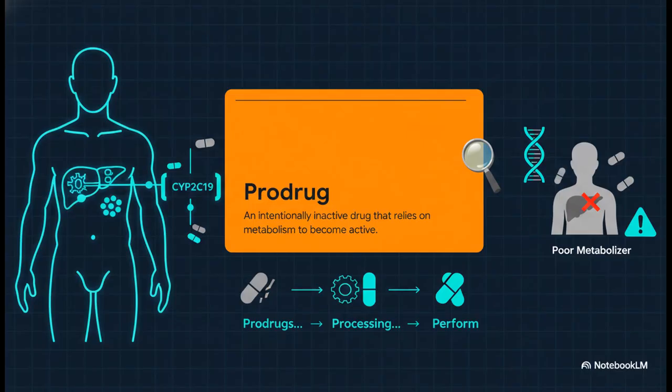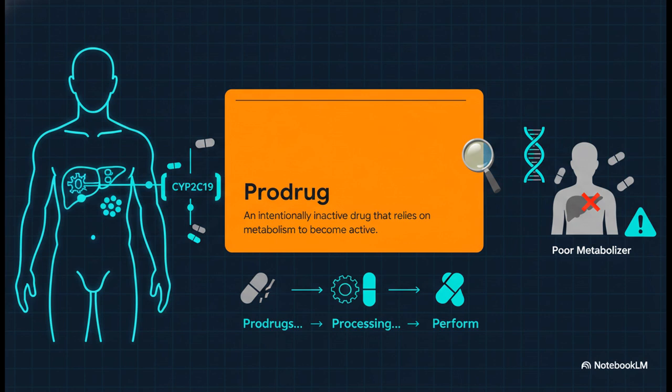Now, here's a pretty fascinating twist. Sometimes we actually use the liver's ambush to our advantage by administering a prodrug. A prodrug is essentially an intentionally inactive compound. The rule of thumb here is prodrugs need processing to perform. The antiplatelet medication clopidogrel is a perfect example of this. It's totally inactive until the liver enzyme CYP2C19 activates it.